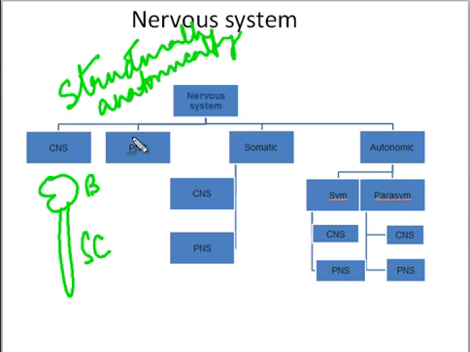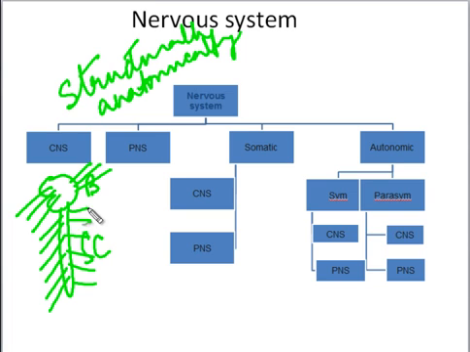And this is the peripheral nervous system, which is from the brain you have cranial nerves, 12 pairs of cranial nerves which come out, and from the spinal cord you have spinal nerves, 31 pairs of spinal nerves which come out. So that forms the peripheral nervous system. Okay, so it's almost like the brain and spinal cord, the central nervous system is the headquarters, and the peripheral is the distribution center.